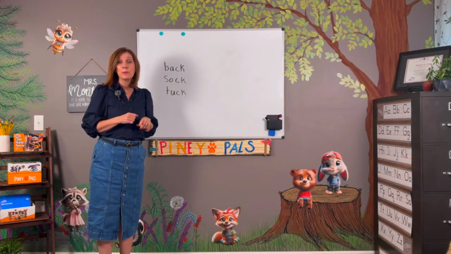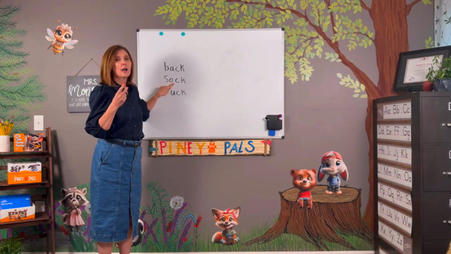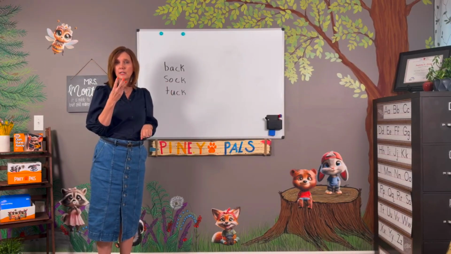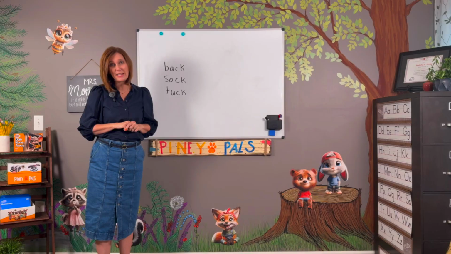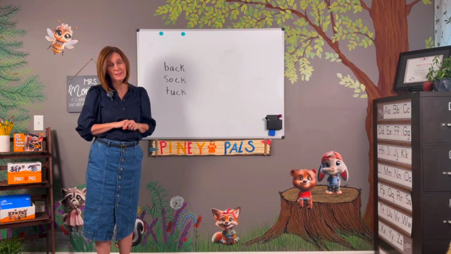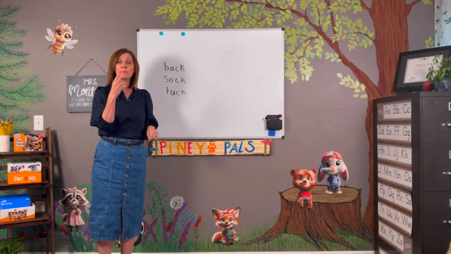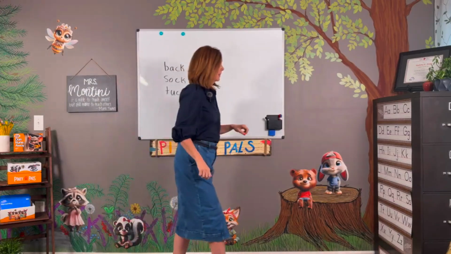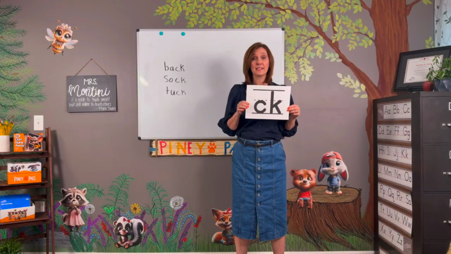Now, let's unblend it and see how many sounds we get. S, A, K. How many sounds? 3. So that means that 2 letters are making 1 sound. What 2 letters do you think are making 1 sound? You're right, C-K. So we know that when 2 letters make 1 sound, we call that a digraph. Today, we will focus our learning on digraph CK.